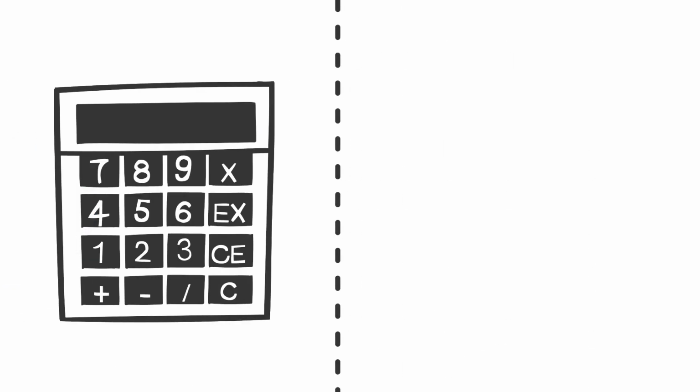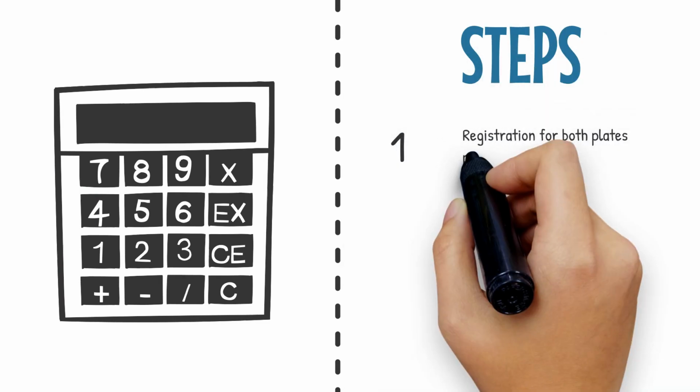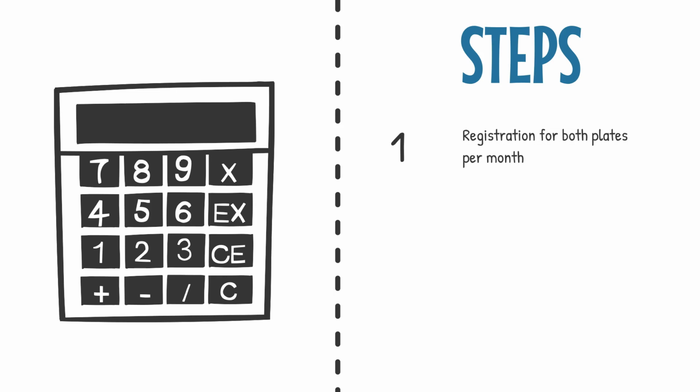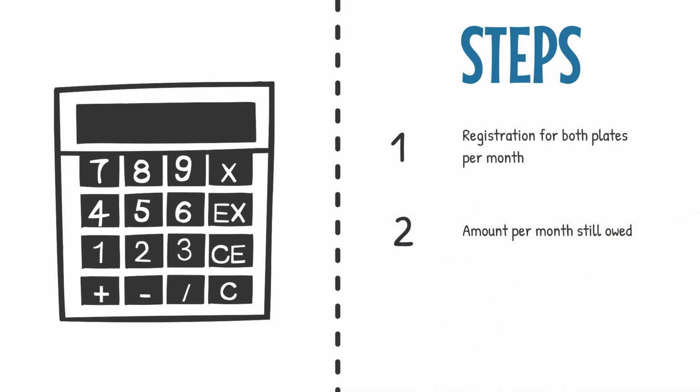To determine the increase fee, you just need to follow this easy three-step process. First, you need to determine the registration for both plates per month. Next, you will figure out the amount per month still owed. Then lastly, you will determine the actual increase fee required. Let's go over a scenario and put our three-step process into action.